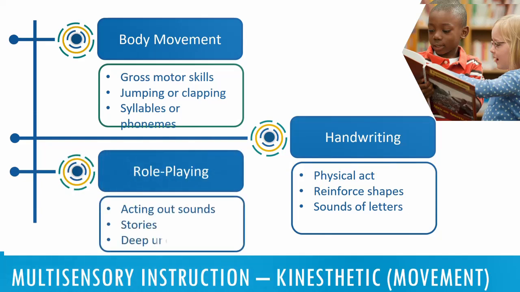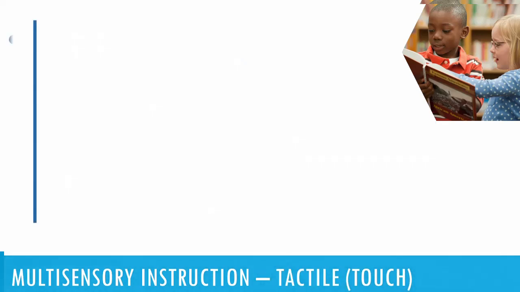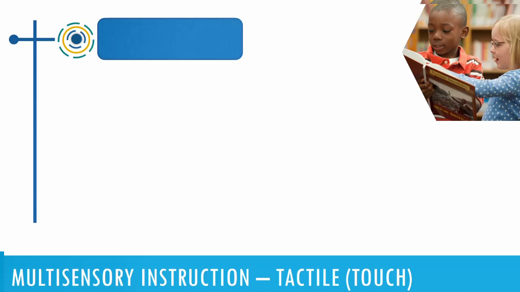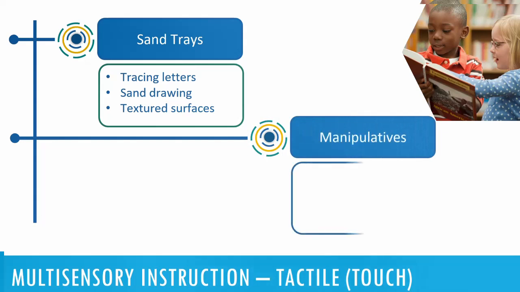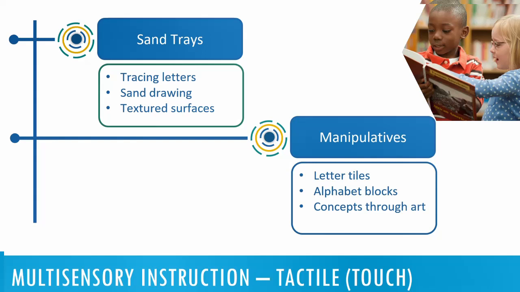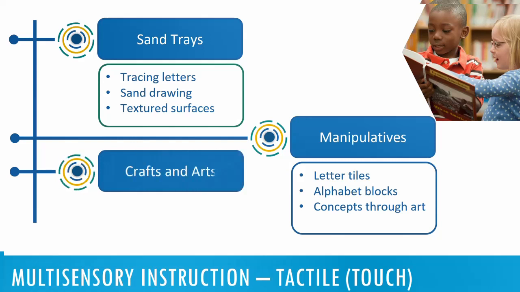Tactile (touch). Sand trays or finger writing: tracing letters or words in sand or on textured surfaces. Manipulatives: using letter tiles or blocks to build words. Crafts and art: creating visual representations of stories or concepts through art.